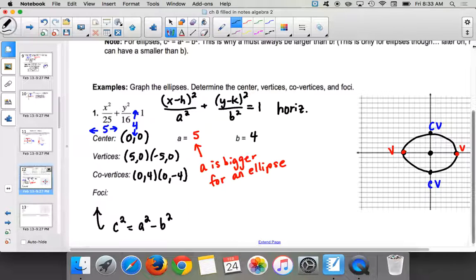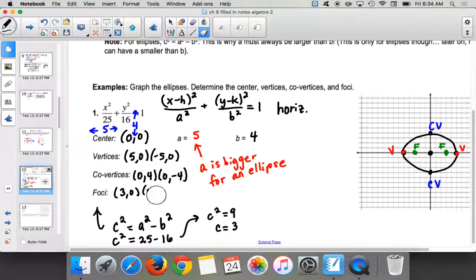So if I plug in a, I'm going to get 25. So I have 25 minus b squared, which was 16. It was just our two denominators. But it's a squared, right? So c squared equals 9, so c is equal to 3. And you could say plus or minus 3, but I just write 3. It's a distance, so 3 is fine. So from the center, I'm going to move to the right and left 3. I'm going to go 1, 2, 3, 1, 2, 3, and that's going to create the focus points. So those are 3, 0 and negative 3, 0.